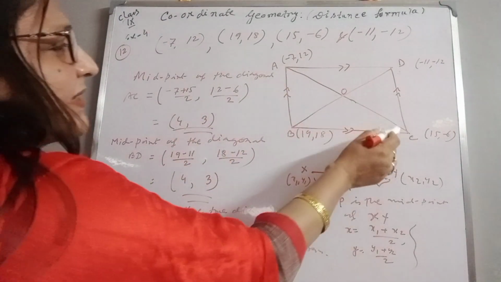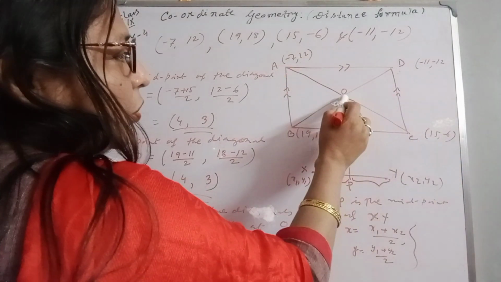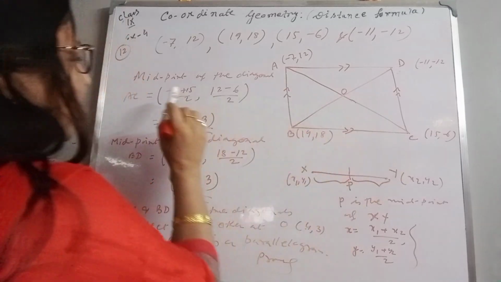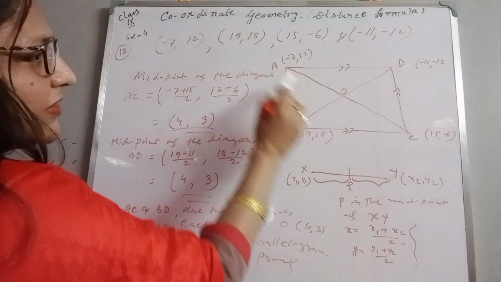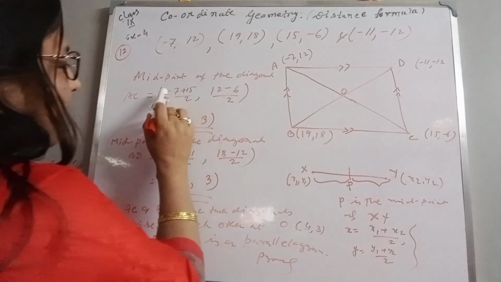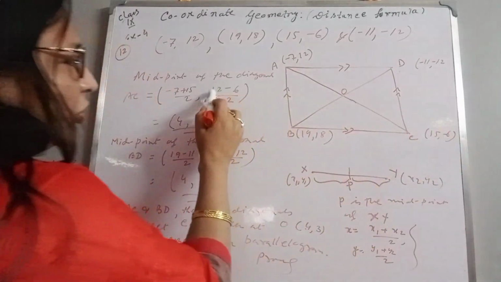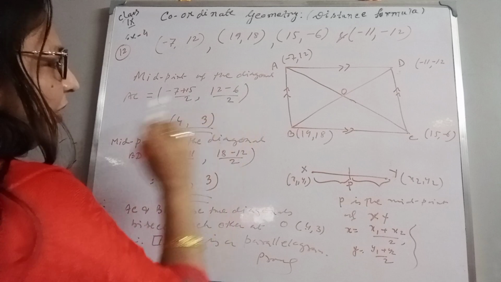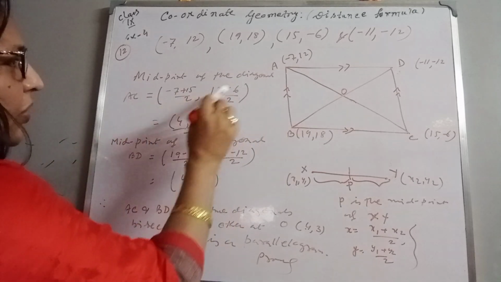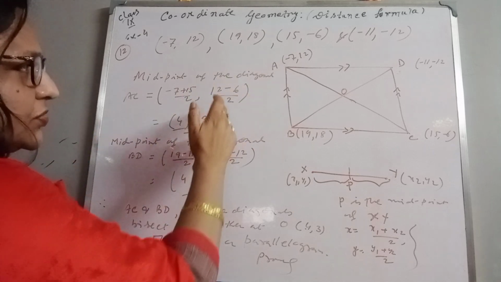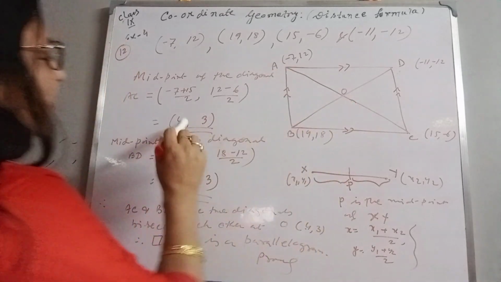So AC, A and C, this is (x1, y1), this is (x2, y2). O is the midpoint of these two. How to find it? x1 plus x2 by 2, y1 plus y2 by 2. x1 is minus 7, x2 is 15, so minus 7 plus 15 by 2. And here 12 plus minus 6, which is 12 minus 6, by 2. 15 minus 7 equals 8, so 8 by 2 equals 4. And 12 minus 6 equals 6, so 6 by 2 equals 3. So the midpoint of AC, that is O, is (4, 3).